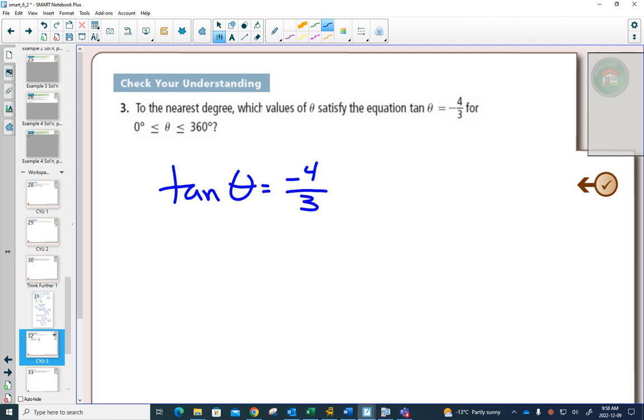If we're going to draw the triangle, now we're looking from 0 to 360. So it's going to be an angle in standard position in one of the four quadrants, and which quadrant it's in will determine where you draw your triangle. Can you see that according to your CAST rule, since tan is negative, it can't be in quadrant one, where all of them are positive. Tan is positive in quadrant three, so it can't be there. According to our CAST rule, this is going to be in either quadrant two or quadrant four.